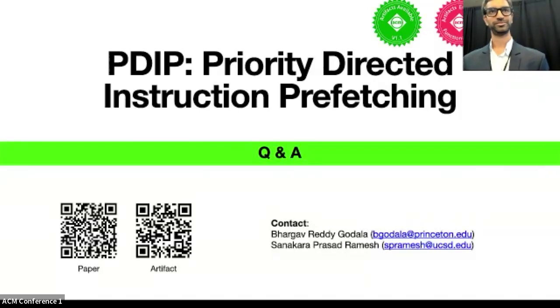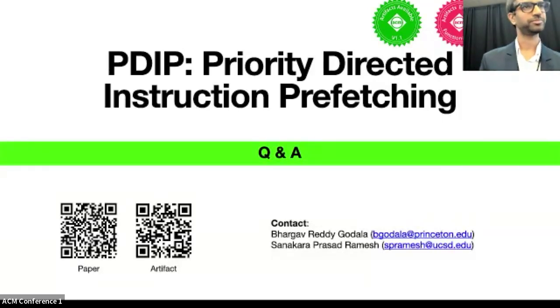I guess I can have a question. Do you have any insight on why these critical lines were not prefetched by FDIP? Is it because their branching behavior is complex, or is it something else?